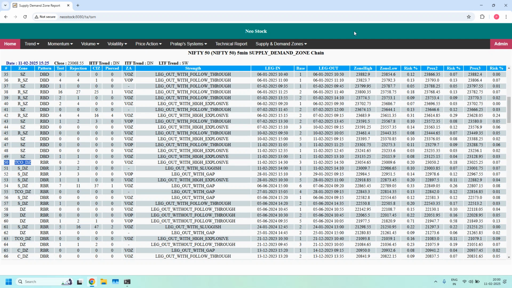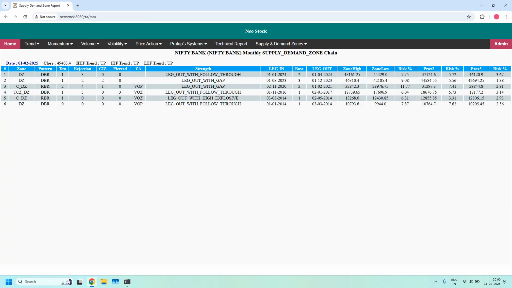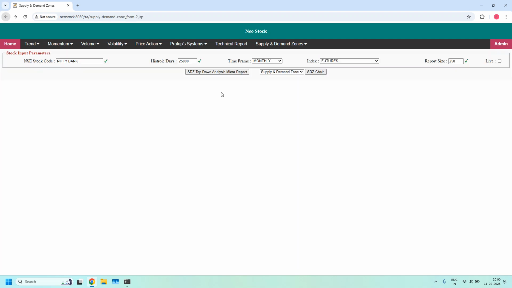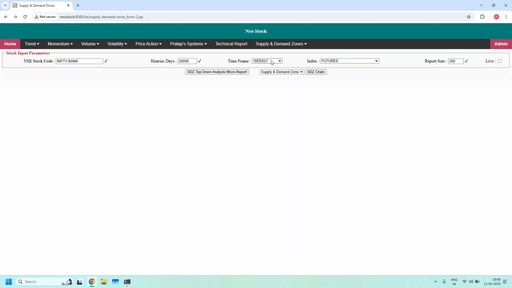Next, BANKNIFTY supply demand zone chain we will generate. I am going back. So changing the symbol code to Nifty Bank, that is nothing but BANKNIFTY. Generating monthly supply demand zone chain for BANKNIFTY. Okay, next, weekly supply demand zone chain for BANKNIFTY. Okay, next, daily supply demand zone chain for BANKNIFTY.